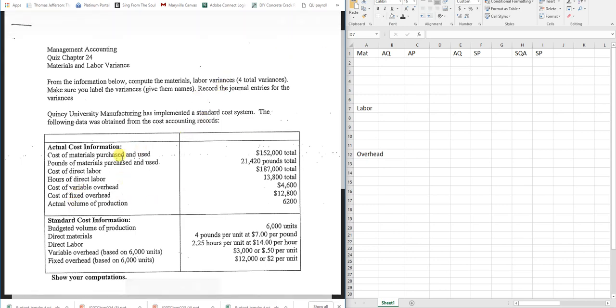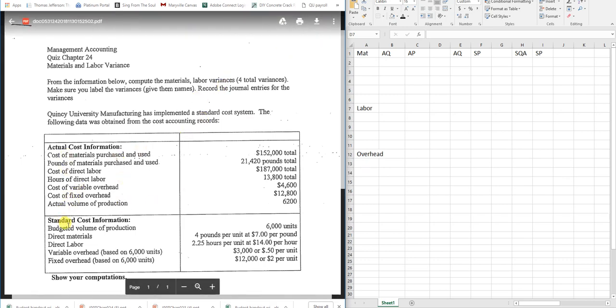So we have actual cost information and standard cost information. It's pretty important that you make sure you understand what's actual and standard so you don't go and put a standard in for actual. And it's just a matter of reading the headings, but as you move around it can be easy to pick up the wrong number. So we're just going to go down through it and put it where it goes.